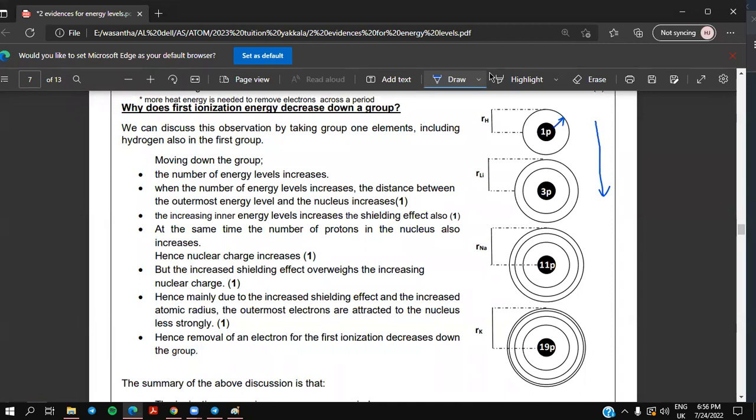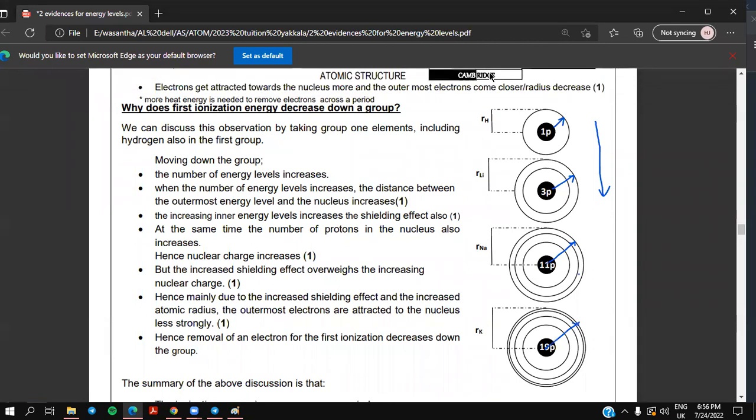In addition, the distance between the nucleus and the outermost energy level also increases. So there are 2 points. When the radius increases, outermost electrons go further away from the nucleus moving down the group. When the number of energy levels increases, the shielding effect also increases. Because of these 2 reasons, outermost energy level electrons are attracted to the nucleus less strongly, and a lesser amount of energy is spent.